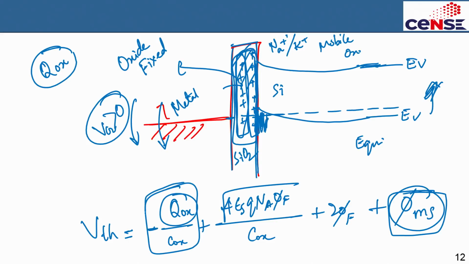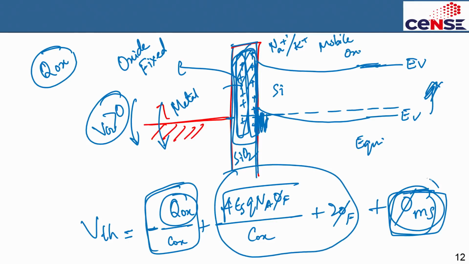This basically shifts the curve. This also shifts the curve. This quantity is the ideal threshold voltage. This is because of the metal semiconductor work function difference, and this comes because of the oxide charges that are trapped inside the oxide. So what these things will do is shift your CV curve.